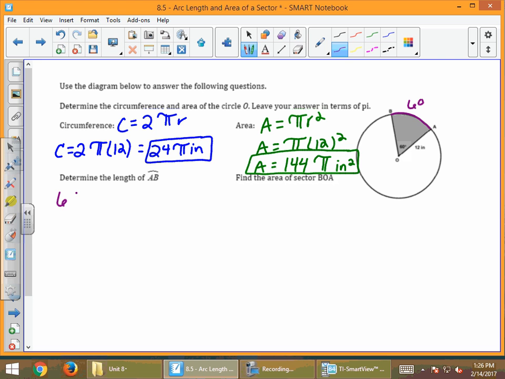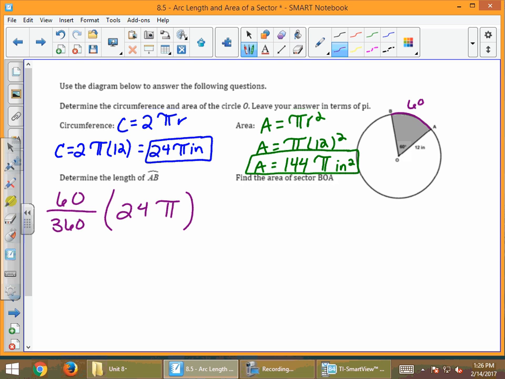Okay, well, we do 60 over 360. And what do we multiply that by? What do we multiply by? Length. You do the angle over 360 times the circumference. Very good, because it's length. Well, what is the circumference of that circle? 24 pi. We just found it.